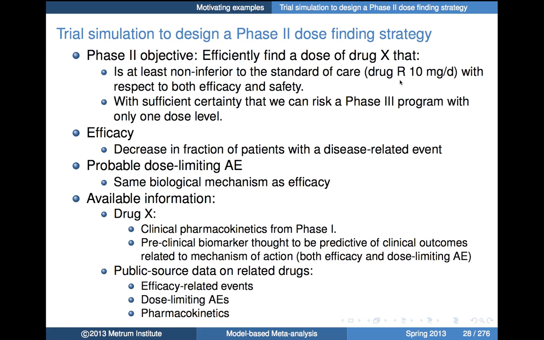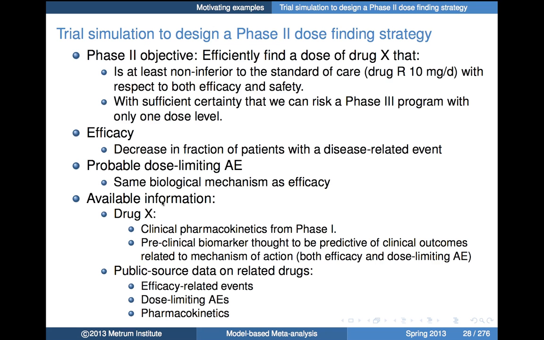And it's non-inferior in the sense that it's with respect to both efficacy and safety. And we want to do that with sufficient certainty that we could risk a phase 3 program with only one dose level. The efficacy measure in here involved the decrease in the fraction of patients with a particular disease-related event. And the probable dose-limiting adverse event for this drug, again, involved an event count and the biological mechanism for that particular type of adverse event. It was really the same underlying mechanism as the one that drives the efficacy.